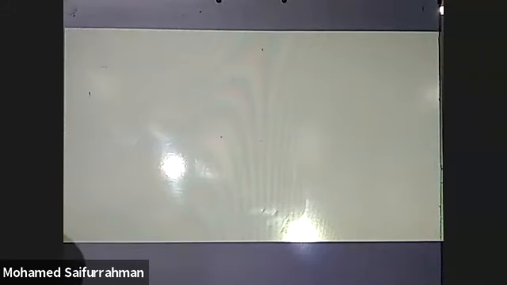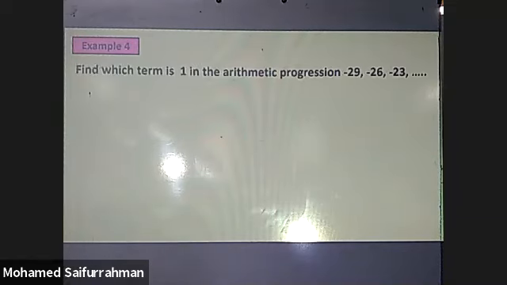Okay, let's move to the fourth example. Example number 4: find which term is 1 in the arithmetic progression minus 29, minus 26, minus 23. Find which term is 1. Once again, the question is related to a term.